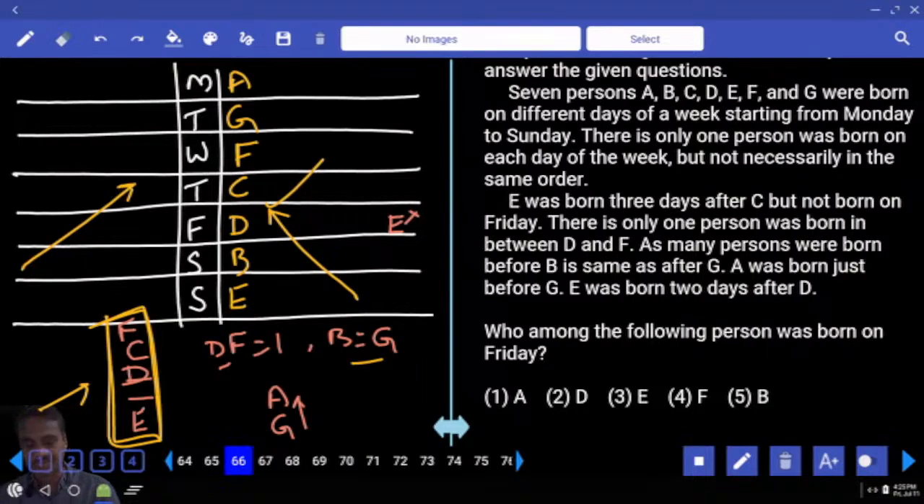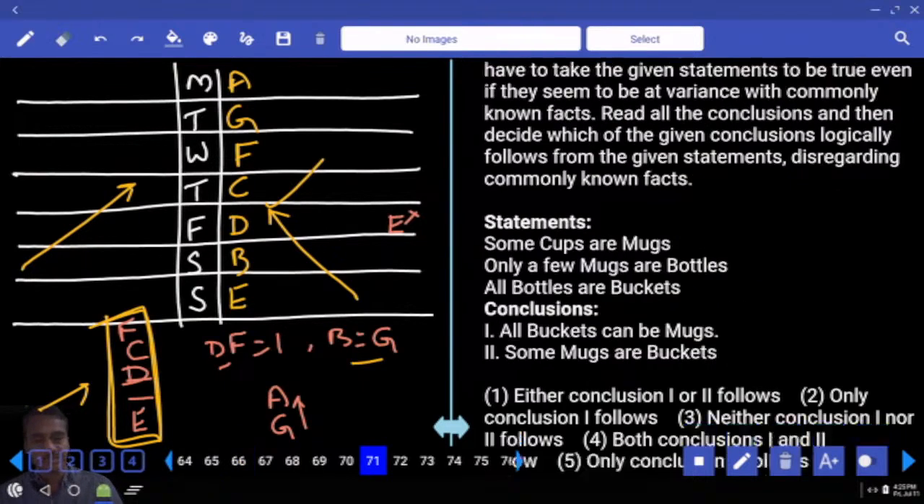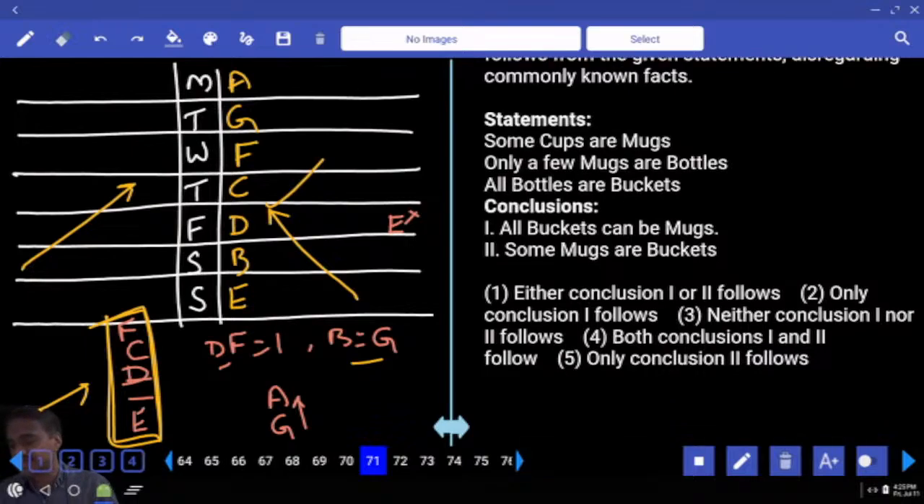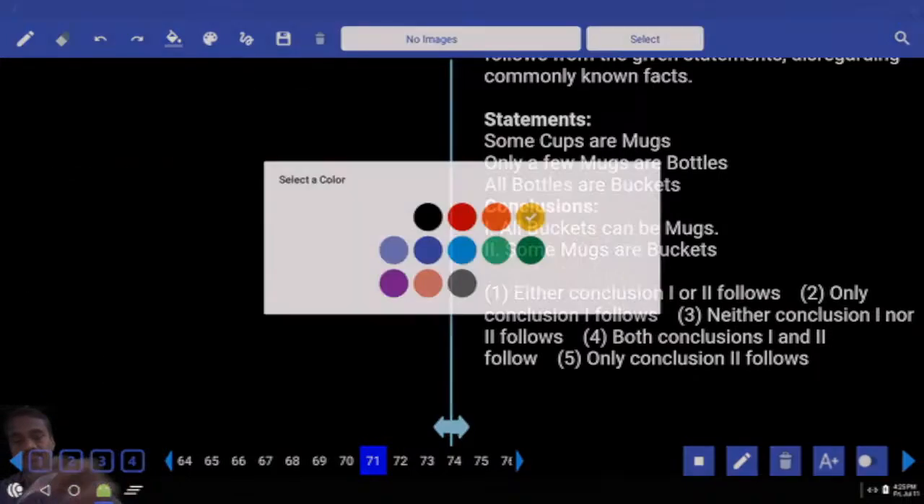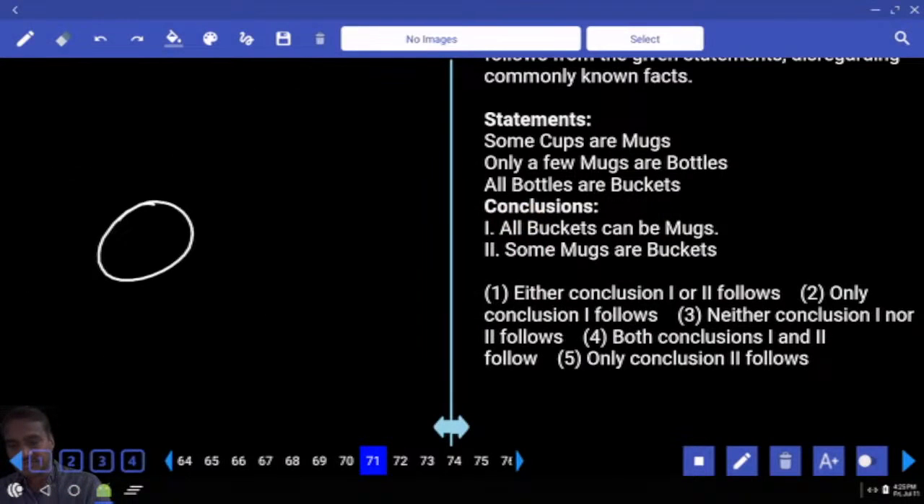Then coming to question numbers 71 to 74. Now 71 to 74 comes under which category? First or second? Definitely first priority is syllogisms. Now here some cups are mugs. These are the cups that are mugs. Some cups are mugs and only a few mugs are bottles.